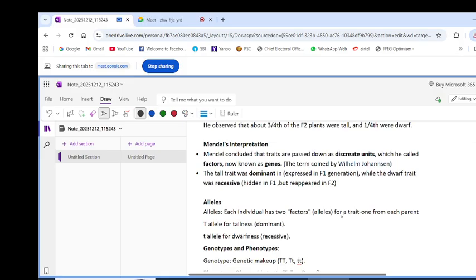Again he concluded some points. Mendel concluded that traits are passed down as discrete units, which he called factors, and which are now known as genes. These discrete units, these genetic factors, what we now call genes, the term was coined by Wilhelm Johannsen.